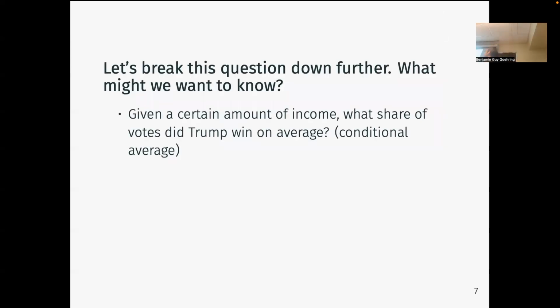And so this is conditional because we're saying, this is kind of like a group by statement in a way. We're not just interested in what share of votes Trump won, but given a certain level of income, conditional on a certain level of income, what was Trump's average support?